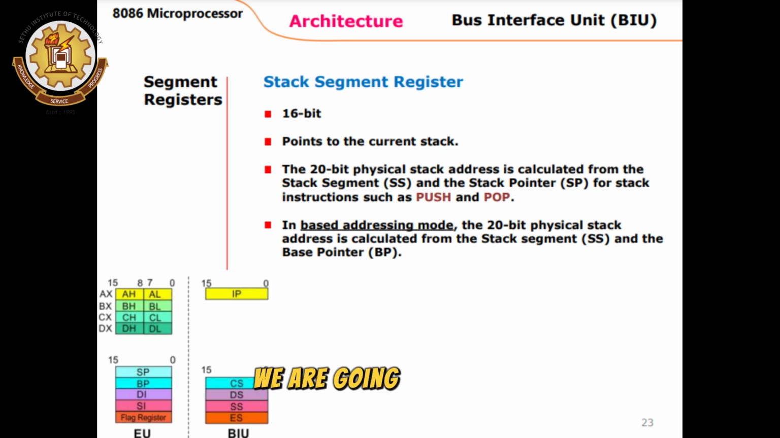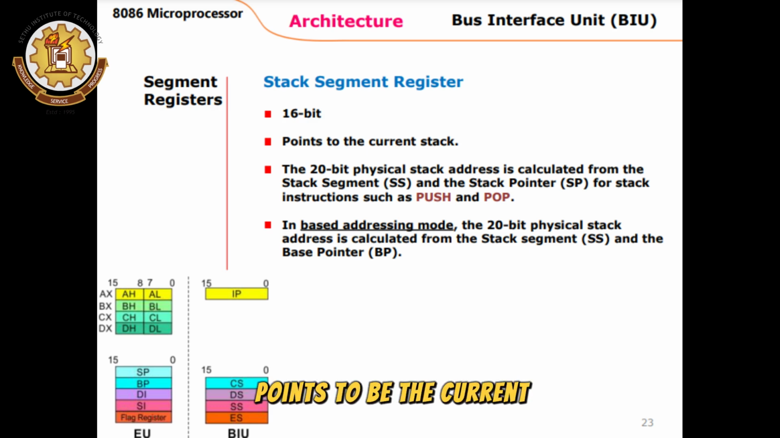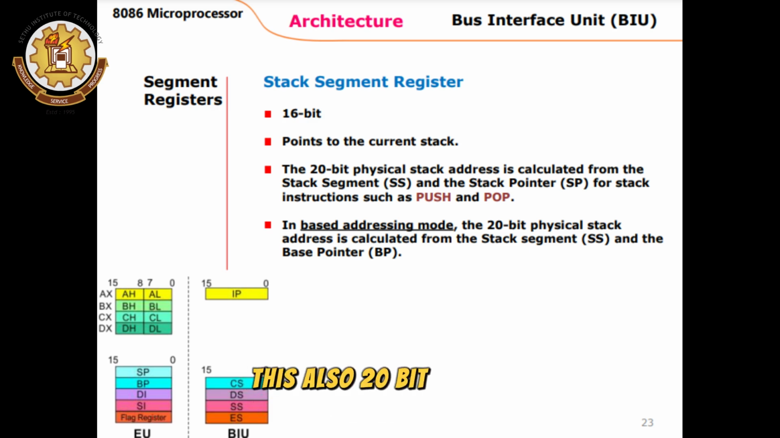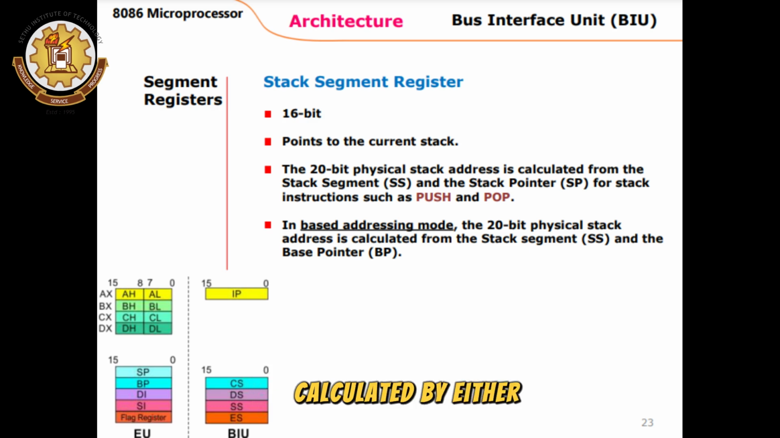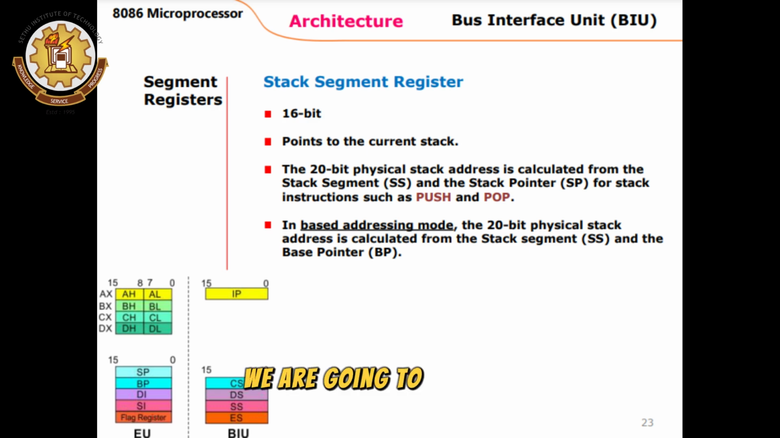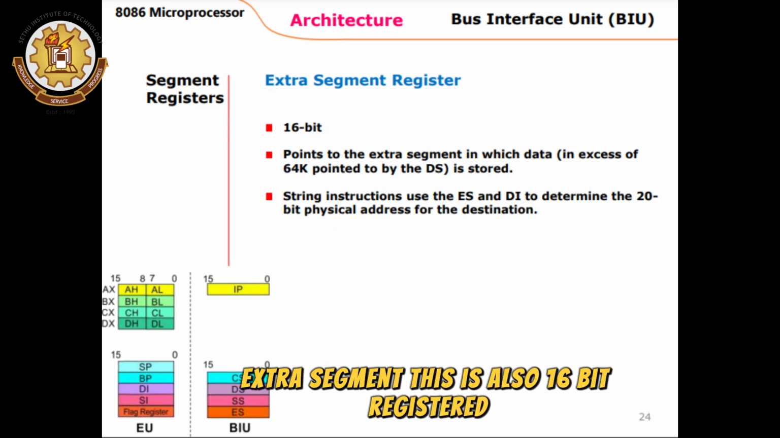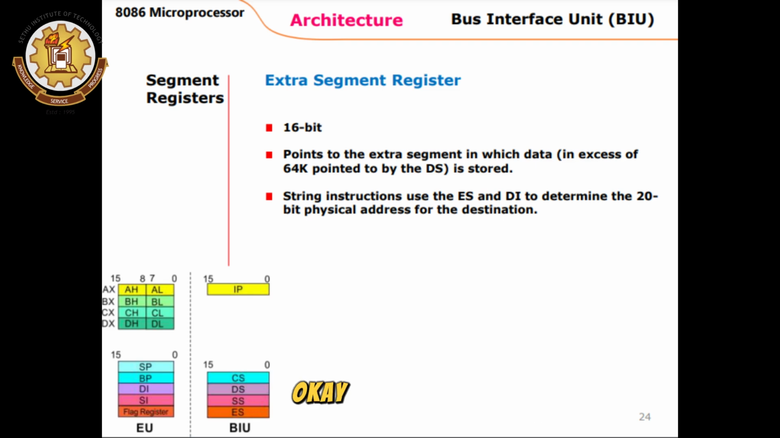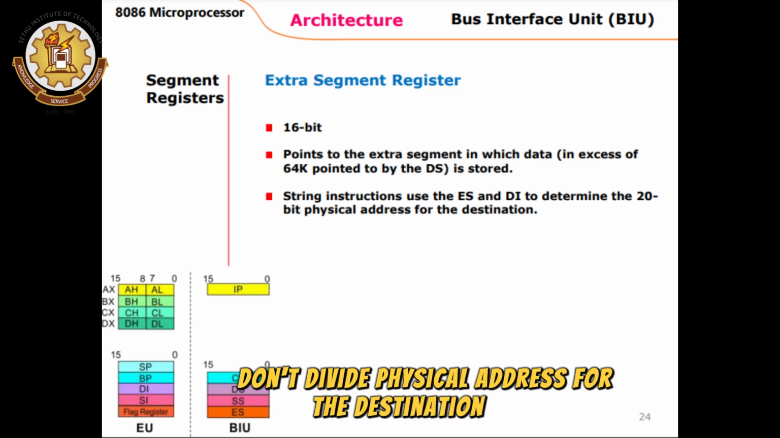Next we are going to discuss the stack segment register. This is also a 16-bit register that points to the current stack. Based on the push and pop operations, we know it very well. This also gives a 20-bit physical stack address, calculated from the SS stack segment and base pointer. Finally, the last segment register is the ES, the extra segment. This is also a 16-bit register that points to the extra segment where data is stored. In string instructions, the ES and DI determine the 20-bit physical address for the destination.